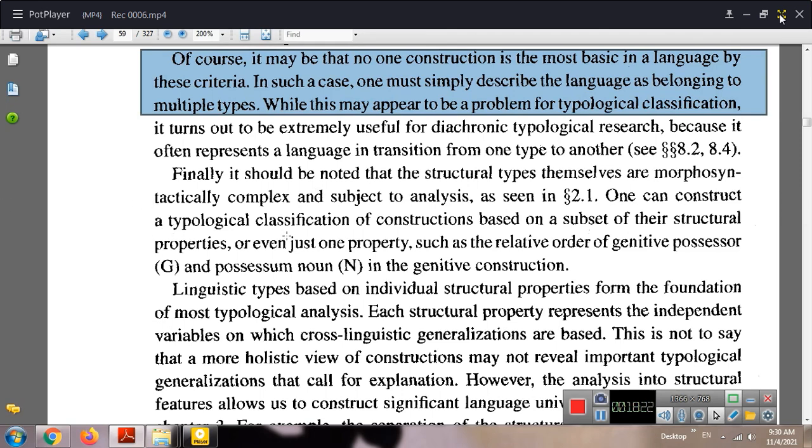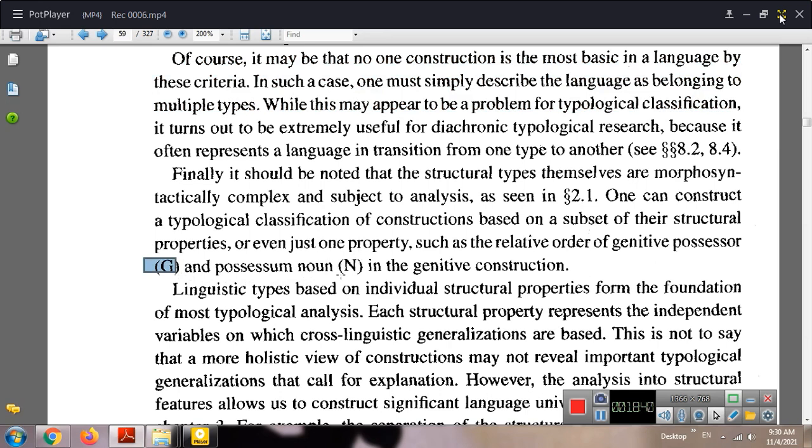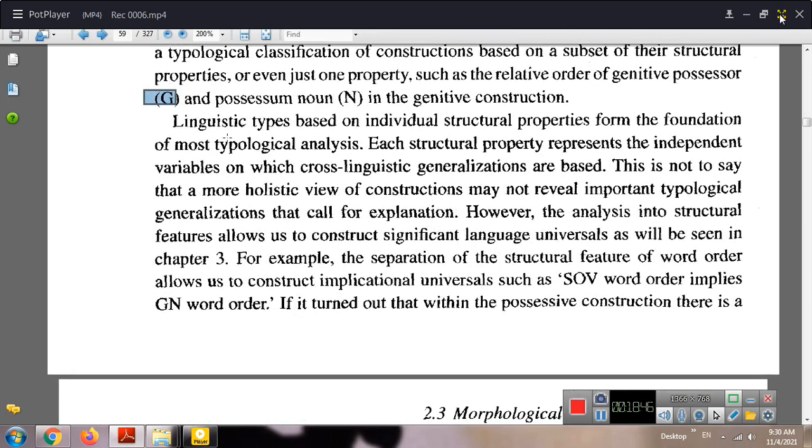One can construct a typological classification of construction based on a subset of their structural properties, or even just one property, such as the relative order of genitive possessor and possessive noun, which we show by N in genitive construction. Linguistic types based on individual structural properties form the foundation of most typological analysis. Each structural property represents the independent variable on which cross-linguistic generalizations are based.